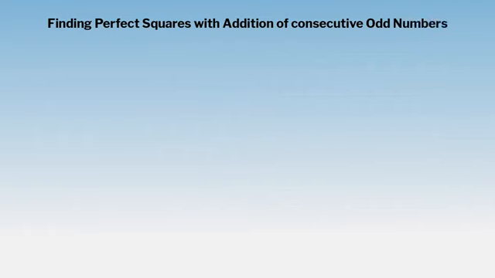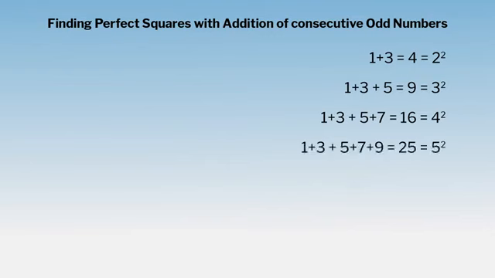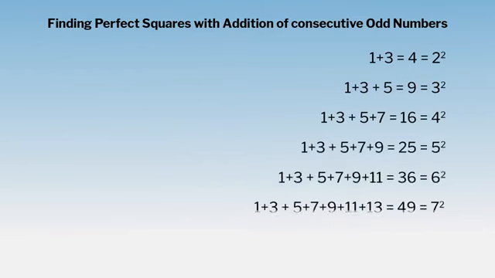For example, add the consecutive odd numbers starting from 1: 1 plus 3, 1 plus 3 plus 5, 1 plus 3 plus 5 plus 7. And to their surprise, they will get all square numbers.